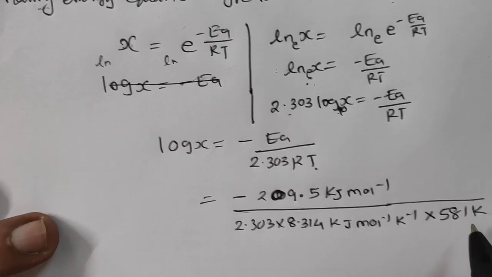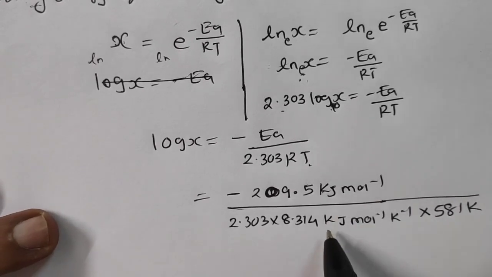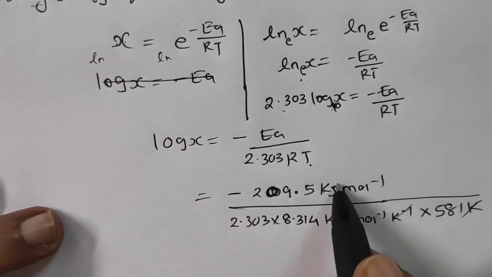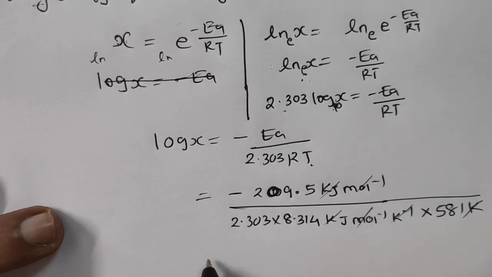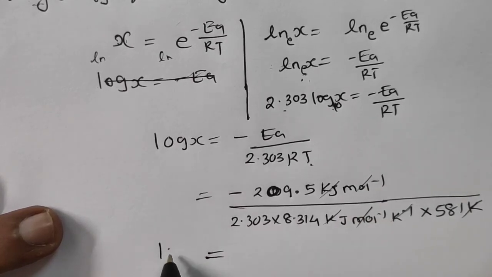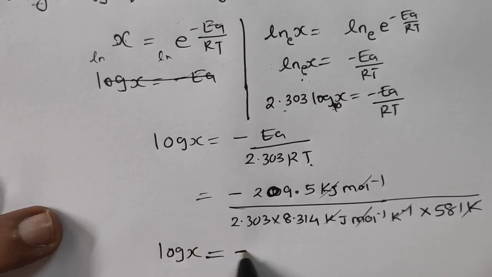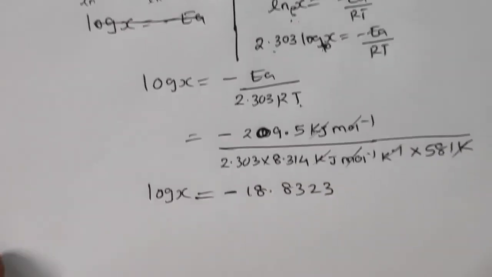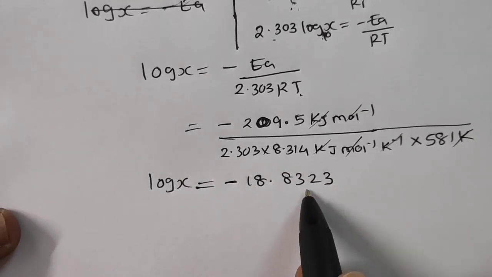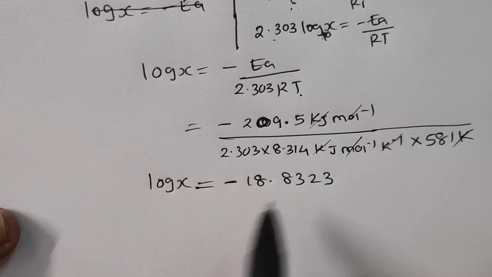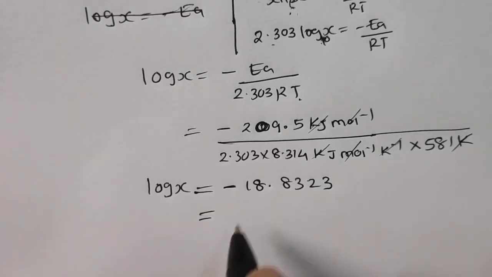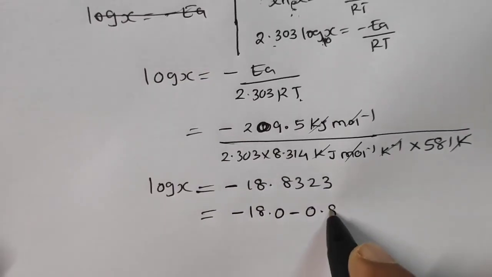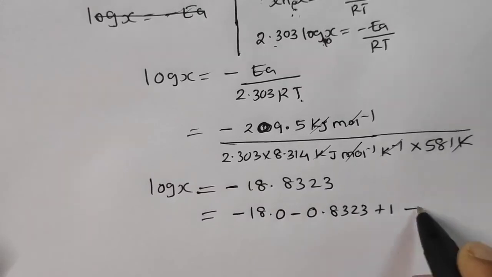Now why I wrote all these units is so you can easily know how they get cancelled. All the Kelvin inverse, kilojoule, mole, everything will get cancelled. So we will get log x equal to minus 18.8323. Understood? But we know that after the decimal this part must be positive, so now we will convert this. If you convert it, it is minus 18.0 minus 0.8323 plus 1 and minus 1.